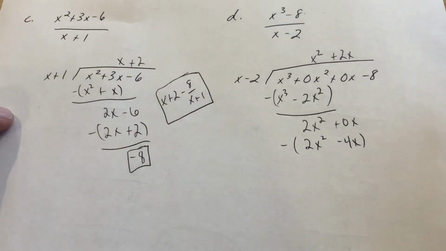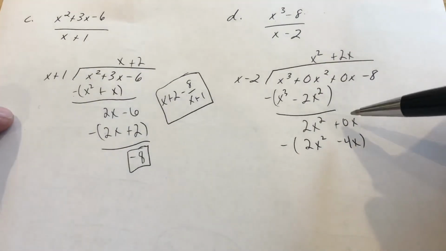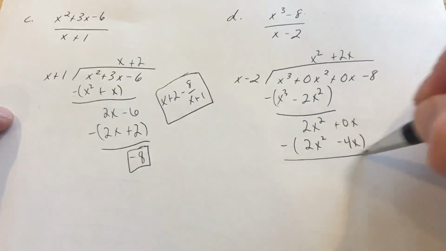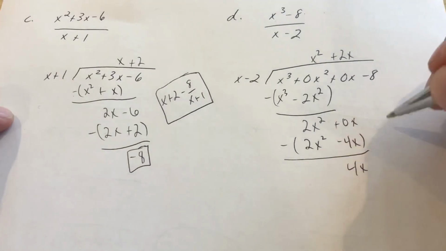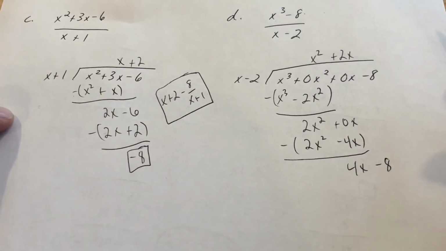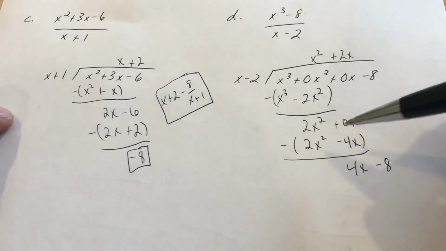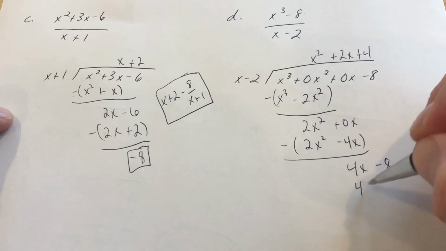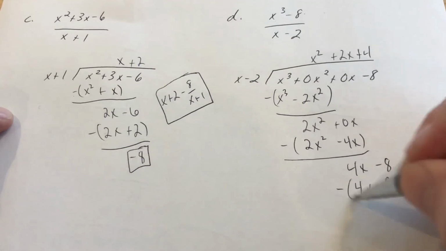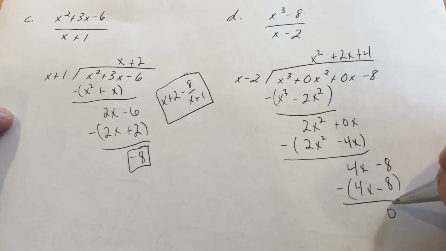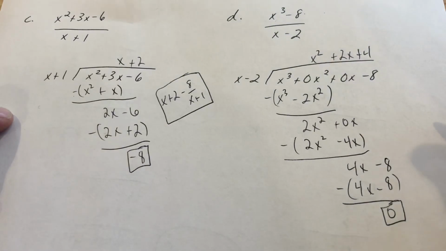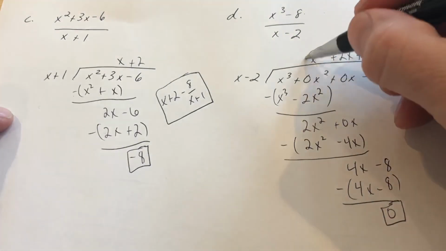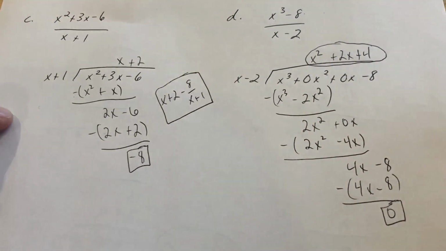Okay. I want to subtract those. The x squares cancel out. 0x minus a negative 4x, well, that's a positive 4x. Bring down the negative 8. Okay. 4x divided by x is positive 4. Multiply that out, I get 4x minus 8. And when I subtract that, I get a remainder of 0. Okay. So my answer here is going to be x squared plus 2x plus 4.